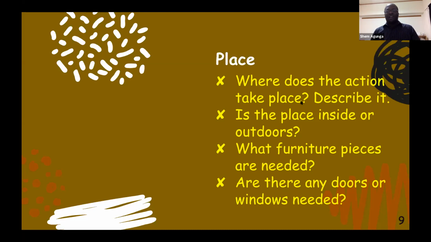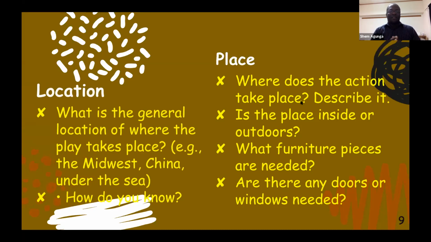What are the furniture and props that are needed? Are there any doors or windows? These are the nitty-gritties that we need to focus on when talking about place during script analysis. We also need to focus on the location. Now, place and location are also interrelated, just like time and period.